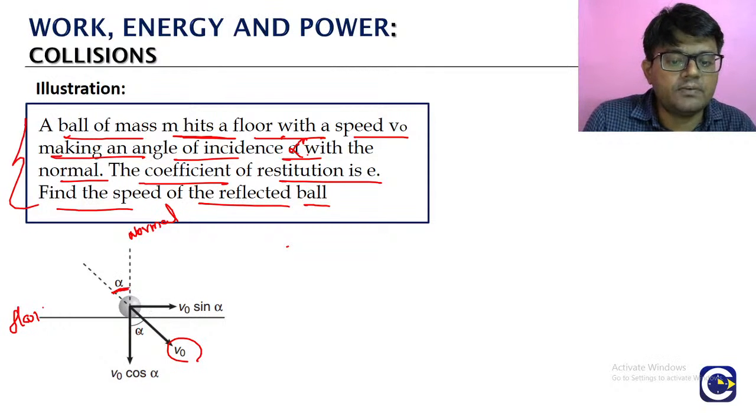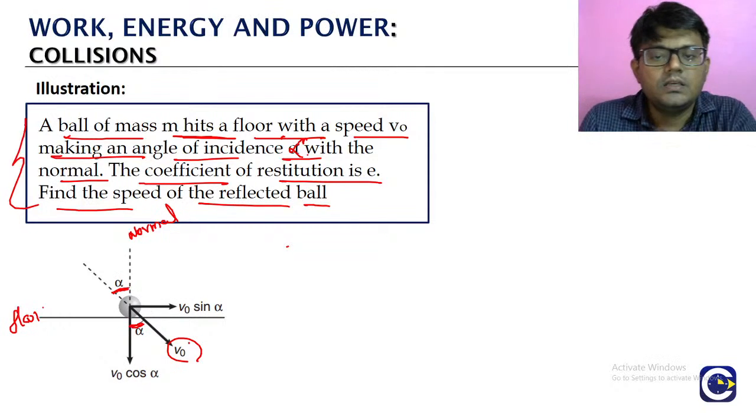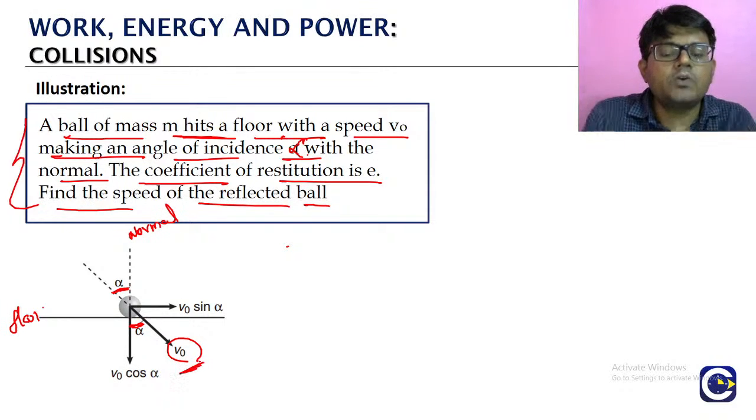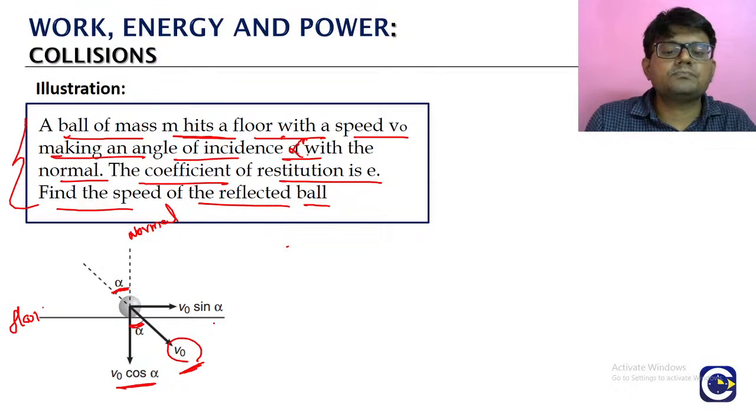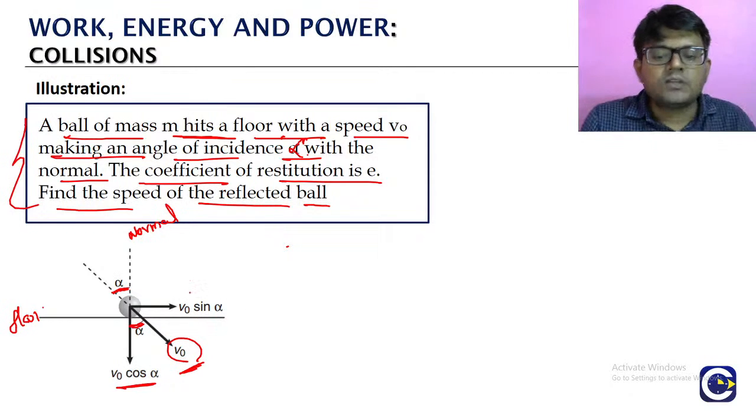So this is alpha, which means the angle here will be what? Alpha, vertically opposite angles. If you take the v0 into components, the component along the normal is what? v0 cos alpha, that is pointing down. The component which is parallel to the surface is what? v0 sin alpha.